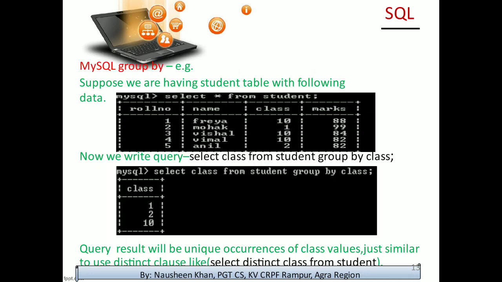Now let us take one example. We have a student table with the following data: roll number, name, class and marks. Now I will write a query: select class from student group by class. I want only class as output and I want to group it according to class. That means I have 3 groups: class 1, class 2 and class 10. See, here class 10 was repeated 3 times. But when we are using group by, it will give class 10 only once.